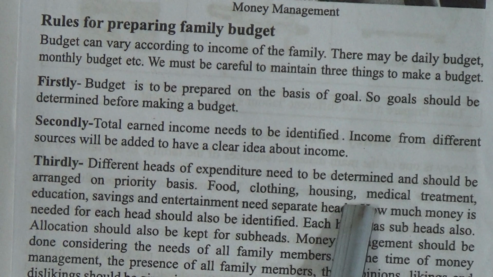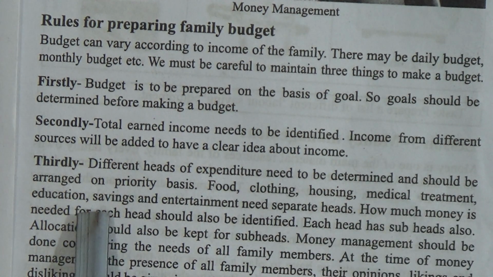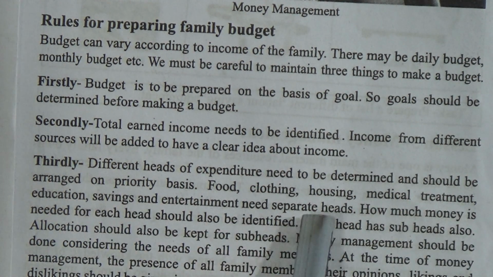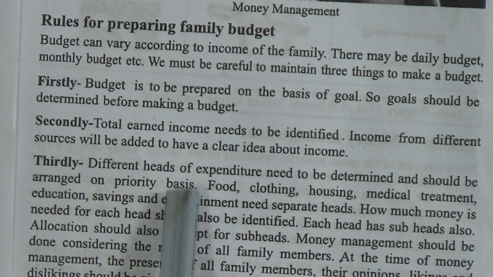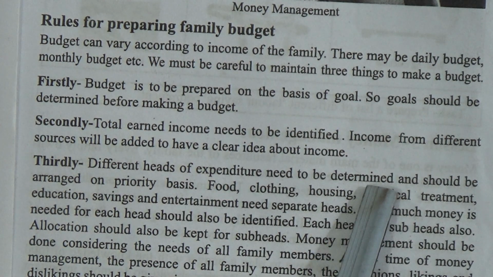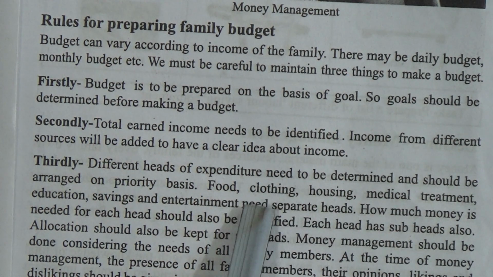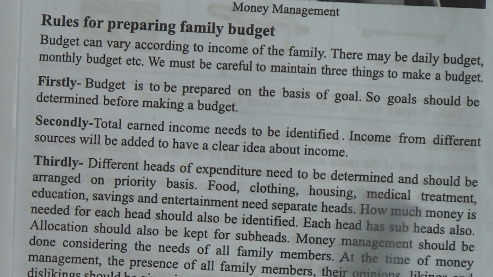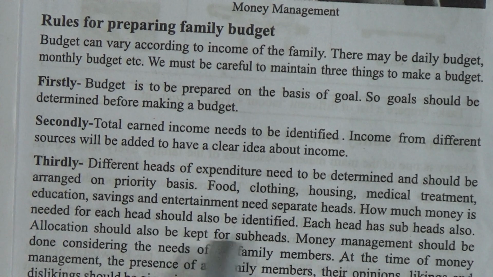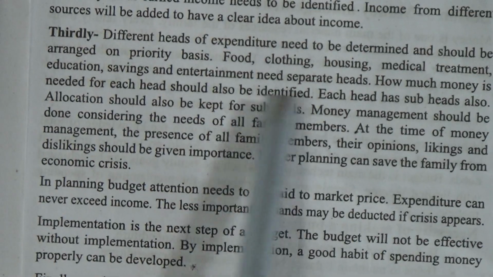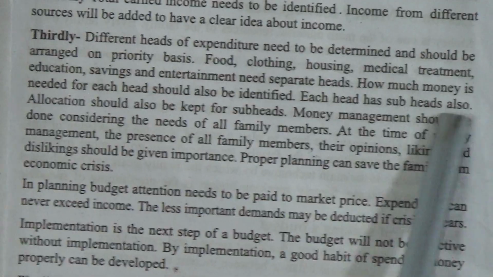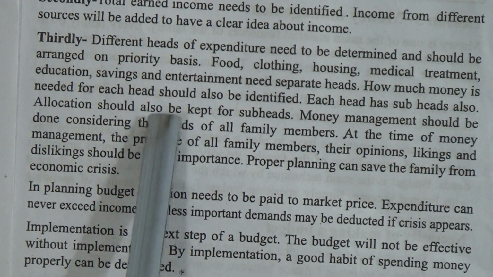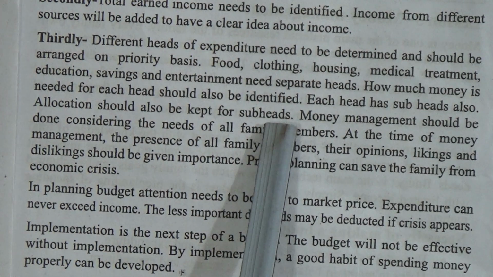Food, clothing, housing, medical treatment, education, savings and entertainment need separate heads. So basically we are talking about 5 basic needs, and they are food, clothing, housing, medical treatment, education. And you have to focus on this so that you can first meet your basic needs. How much money is needed for each head should also be identified. Each head has subheads also. Allocation should also be kept for subheads.